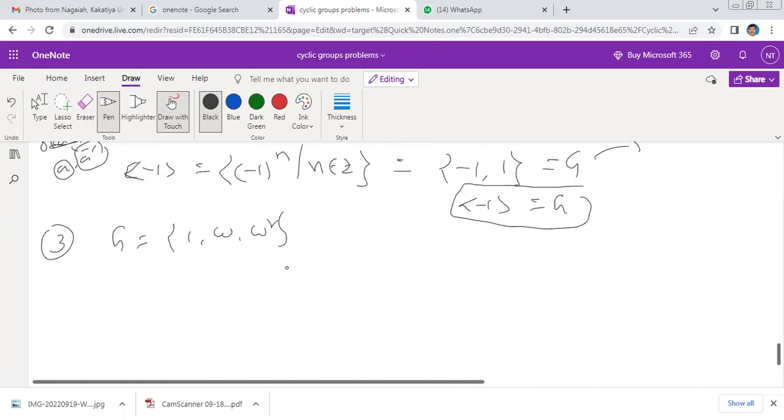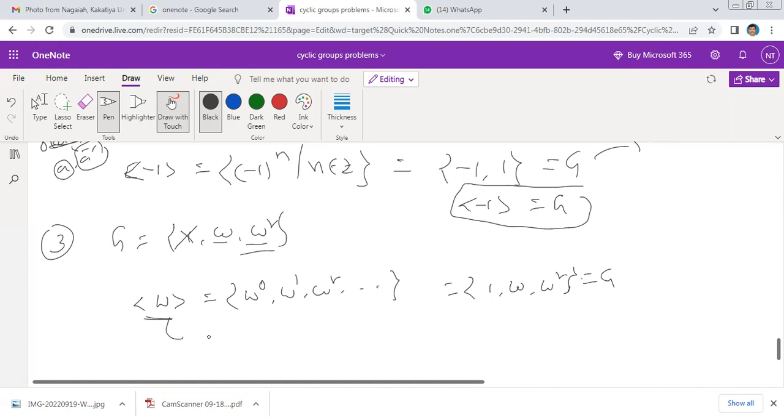Suppose here you observe. It is a group under multiplication. 1 is the identity element. It is not a generator. Omega square, omega: is omega a generator? Does omega generate G or not? You see omega power 0, omega power 1, omega power 2, like this. This is equal to {1, omega, omega square}. Omega cube is 1, since it is a cube root of unity. Therefore this is G. So omega generates G, omega is a generator.